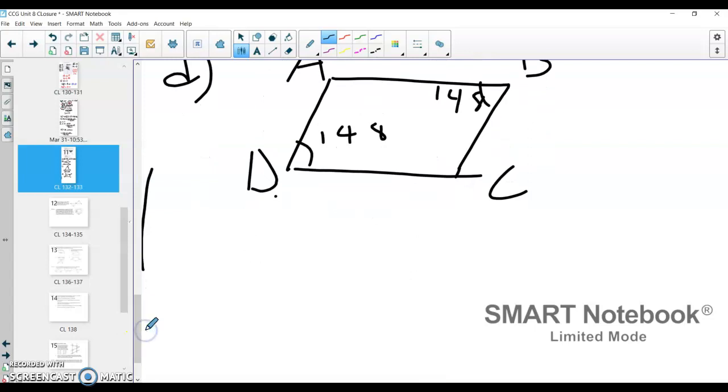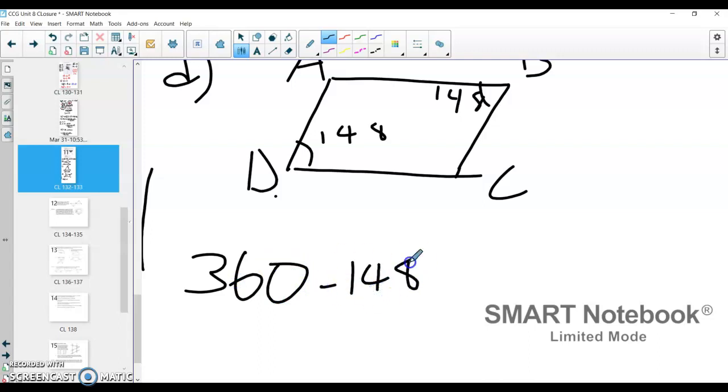So what I'm going to do is I'm going to say, well, all of the angles added together equals 360. Let's subtract out the two angles I know. Let's subtract out 148 from that, and let's subtract out another 148 from that. And what that gives me, let me use my calculator quick, 360 minus 148 minus the other 148, that means I have 64 degrees left.